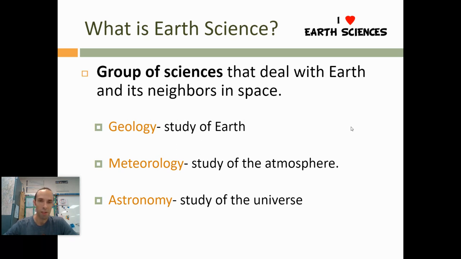So it's a group of sciences made up of geology, which is really a study of the earth, right? And the processes that are happening on the earth. It's not just about rocks, there's a lot more to it than that. Meteorology, which is a study of our atmosphere. So we're going to be looking at weather prediction and climate. And then obviously a study of the world outside of our planet. Astronomy is a study of the universe, the stars, and the other planets that are out there. So that's earth science in a nutshell.